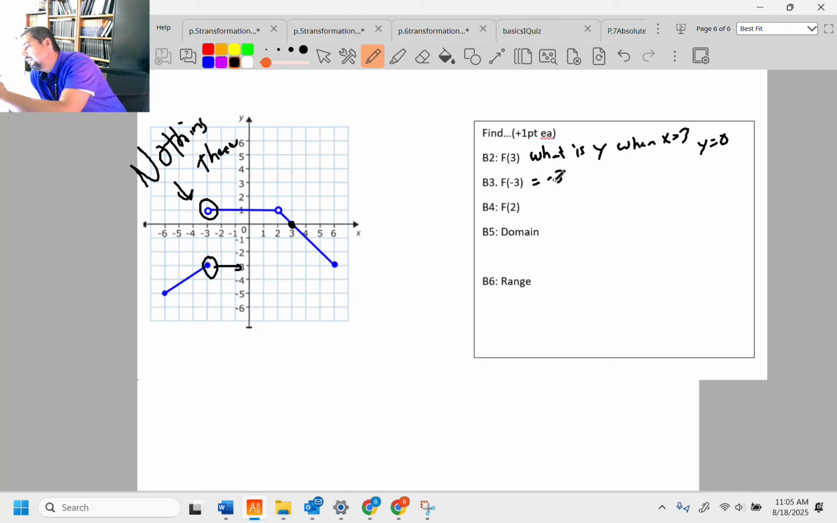It is negative 3. And don't be the kid who thinks I did that because the numbers match. Like, don't be that kid. When we say connect the dots, we mean connect the dots. We don't mean connect random dots together.